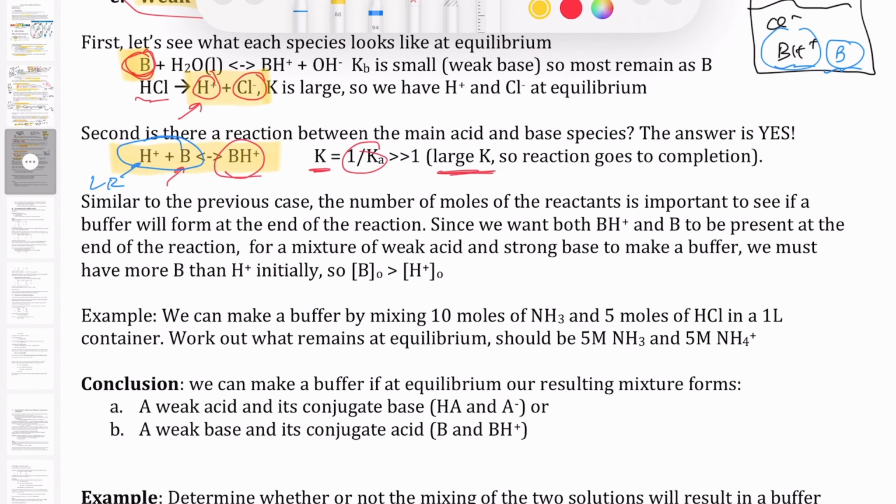So again, for this one, same conclusion like the previous one. If we want a mixture of weak base and strong acid to make a buffer, we must have more B than H plus initially. So the concentration of the weak base initially has to be greater than the concentration of the strong acid initially, the H plus. So the example here is you can make a buffer if you mix 10 moles of ammonia and 5 moles of HCl. You're not going to have a buffer if you mix 10 moles of ammonia and 10 moles of HCl, because then it will just get neutralized and all you have at the end is the conjugate acid.